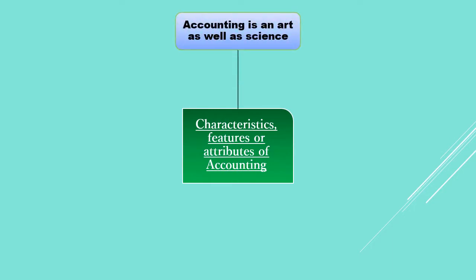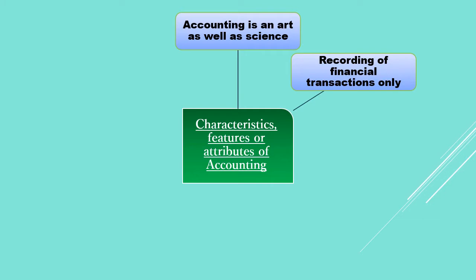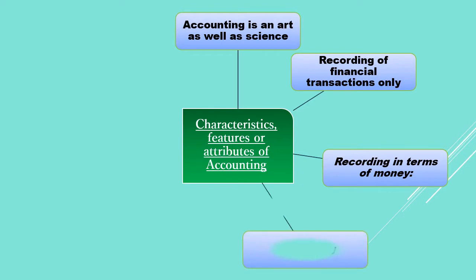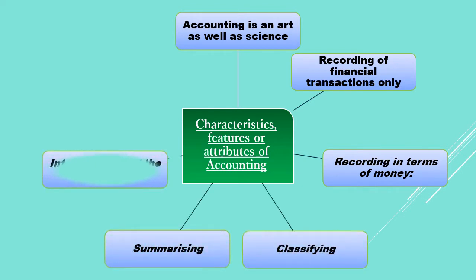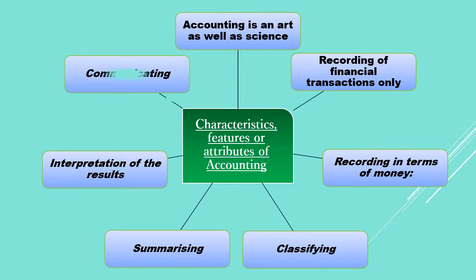First one we learned was accounting is an art as well as science. Second, recording of financial transactions only. Third, recording in terms of money. Fourth, classifying. Fifth, summarizing. Sixth, interpretation of the results, and the seventh, communicating.